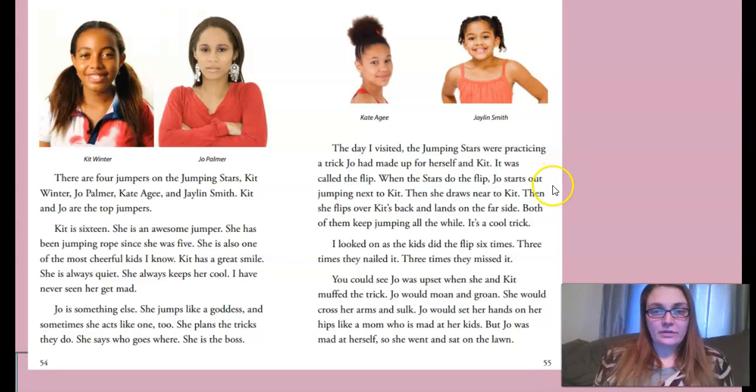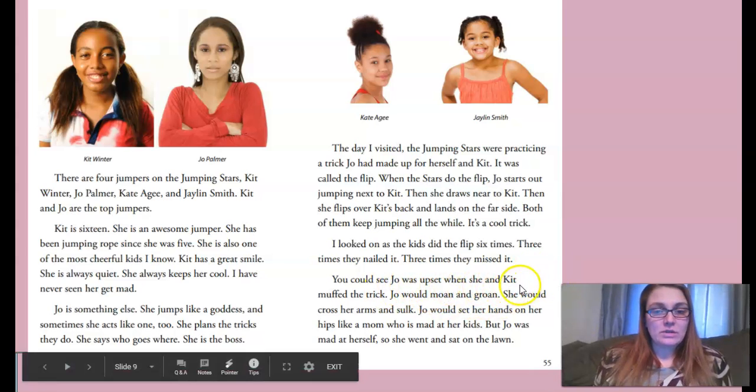When the stars do the flip, Jo starts out jumping next to Kit. Then she draws near to Kit, which remember means gets closer. Then she flips over Kit's back and lands on the far side. Both of them keep jumping all the while. It's a cool trick. I looked on as the kids did the flip 6 times. 3 times they nailed it, 3 times they missed it.